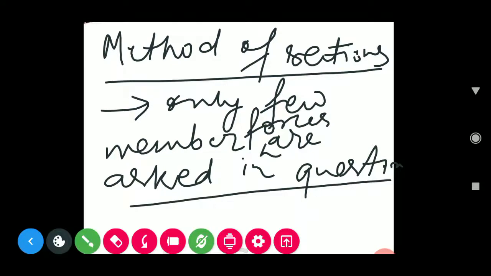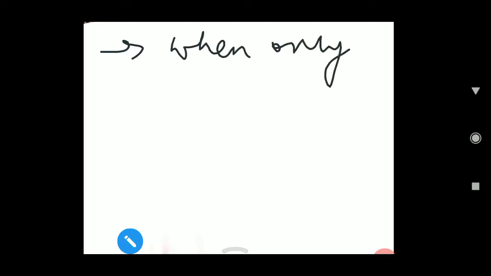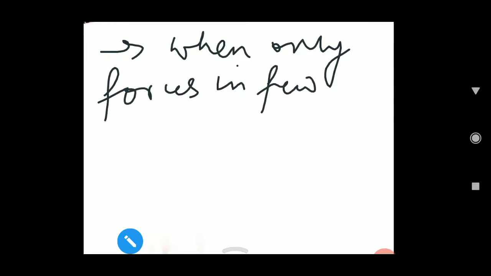Okay, so if I give a statement on when method of sections is used, the statement would be: method of sections is preferred when forces in only a few members are asked.